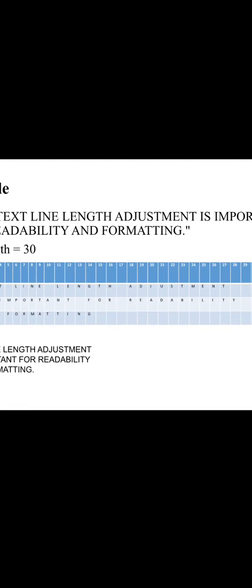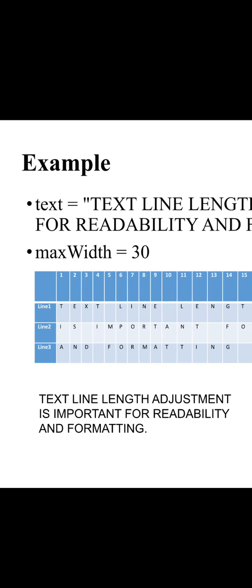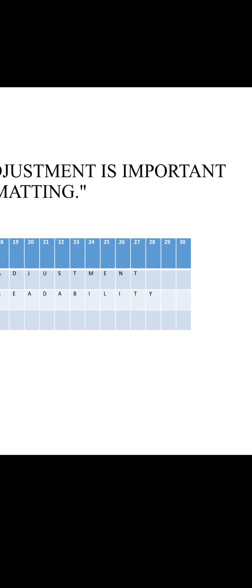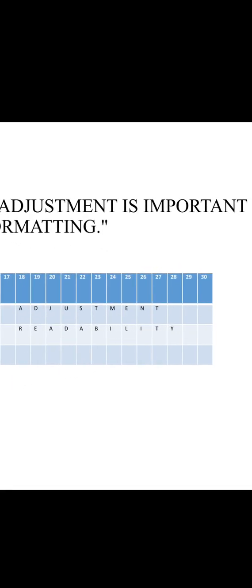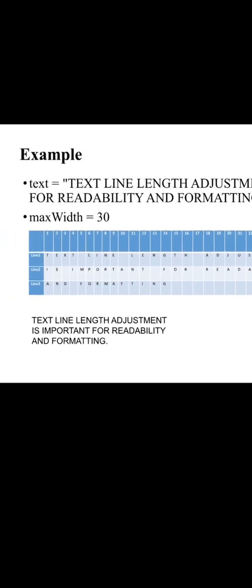So in this example you can observe we have characters starting from 1 to 30. So we have the maximum characters 30, because here the maximum width is 30, so we are starting from 1, we are having the maximum length of 30. So in the first line we will place the letters like text line length adjustment. Okay, text line length adjustment is important, so we have to use the words is important also. But see that if we insert that, it will cross the maximum width of 30 characters. So what they have done is, is important for readability is moved to line 2.